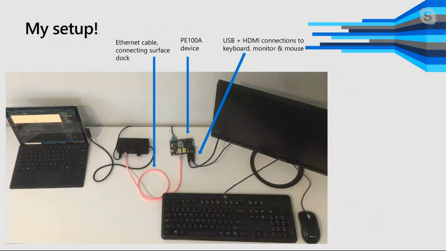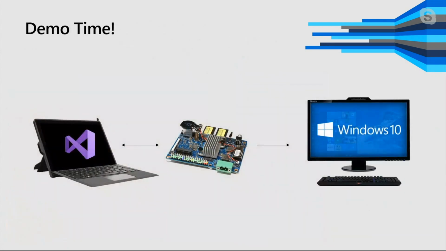So once all that's done, this is what my setup looks like. So you can see in the center of the picture here, I have my device, which is running ARM64. And it's connected directly through this Ethernet cable to my docking station, which is plugged into my Surface. So that creates a direct connection between those two devices. And then I just have a couple peripherals plugged into my device. I have my monitor, my keyboard, and my mouse. So now let's open Visual Studio and give you guys a little demo.